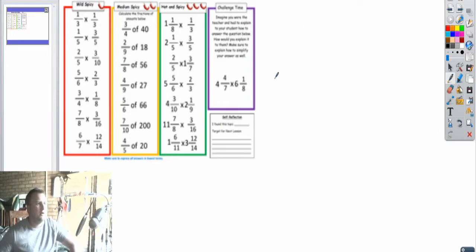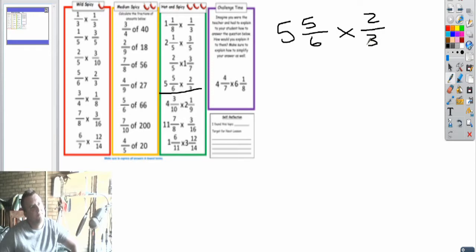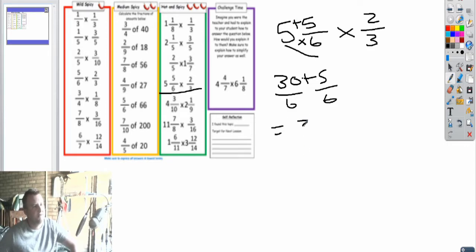Okay, let's keep going. Let's do this one over here. This is an interesting one. 5 and 5/6 times 2/3. Okay, multiply by the bottom to add the top. For this one, I could write 5 over 5s and keep adding them together, but all I'm going to do now is multiply 5 by 6 because it's 5 6 over 6s. So 5 by 6 is 30, and I need to add the 5. There you go, which makes it 35 over 6.